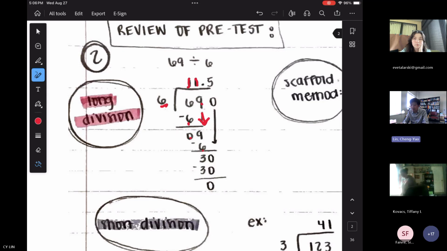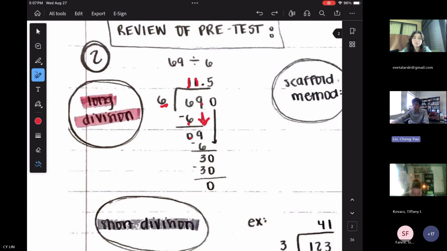Now moving on to the next place value, because this class we cover the content area for elementary school, so we need to talk about the decimal. So I think for the next place value, you put on the decimal point and move down a 0. So you have a 30. Therefore, you take 5 times 6, you got 30. So the answer is 11.5.